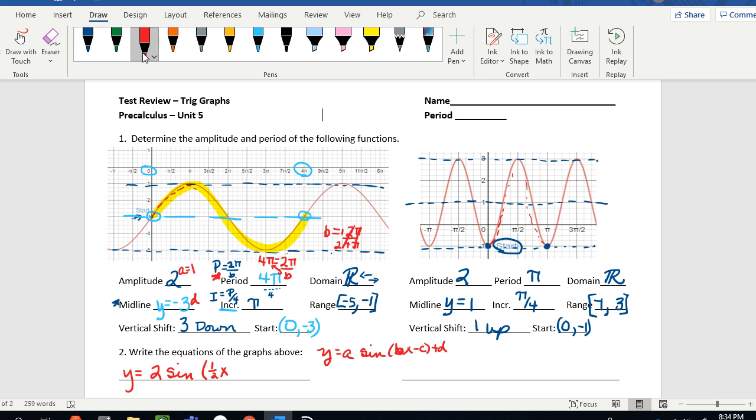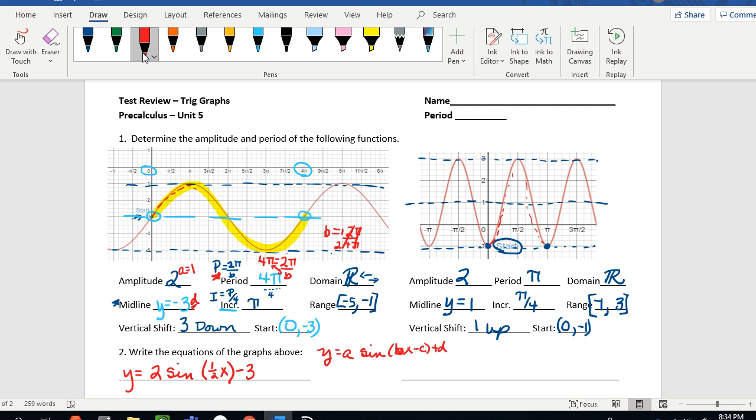There was no shift, so I'm going to close that off. And then the, where is it? Midline. That's my d value, -3. All right, there's that one.